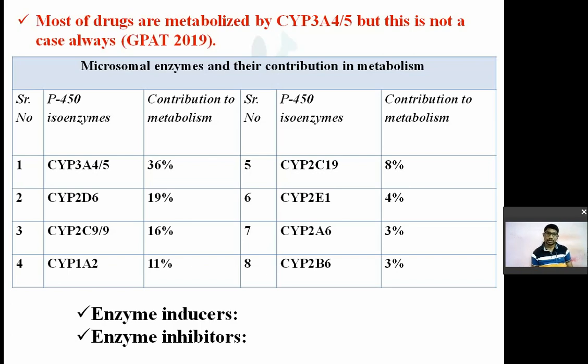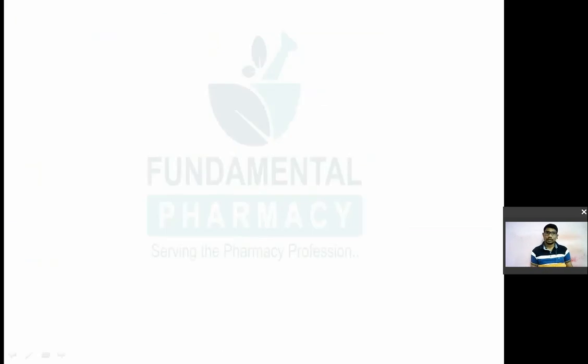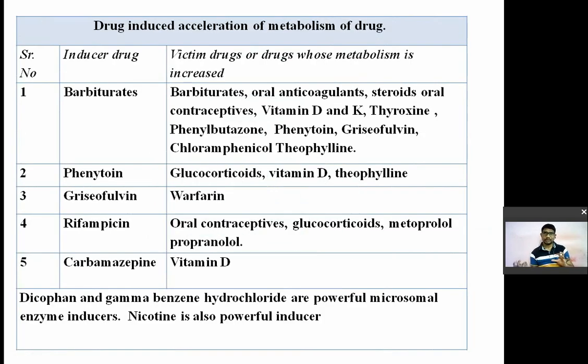Enzyme inducer means they will increase the concentration of enzyme required for metabolism. Enzyme inhibitor means they will decrease the concentration of enzyme required for metabolism. Now we'll see, because of this enzyme induction and enzyme inhibition, there is a metabolic interaction.